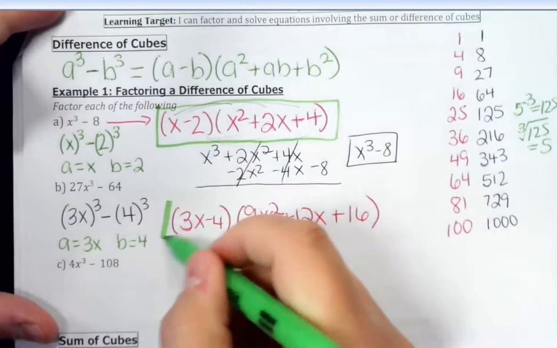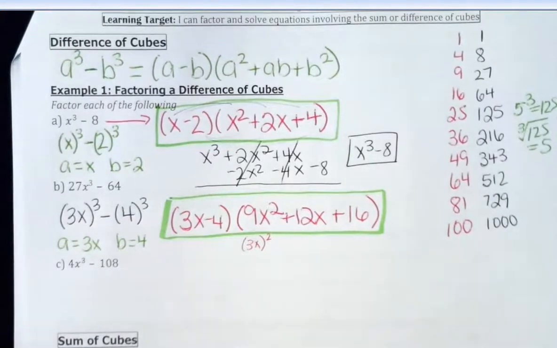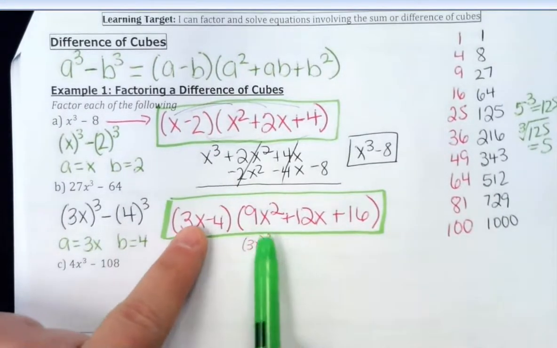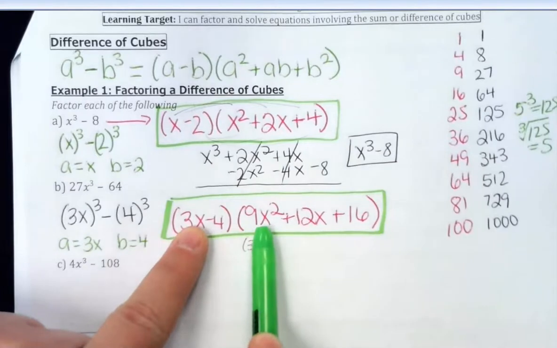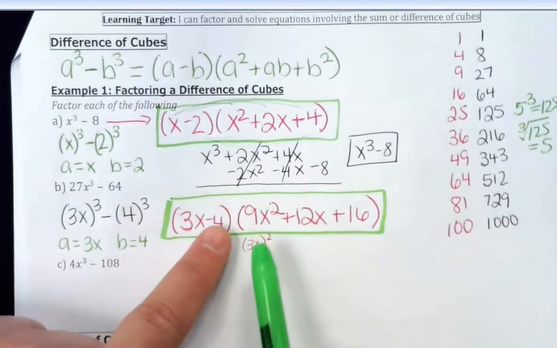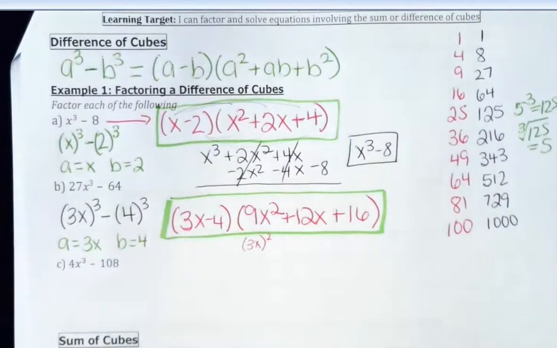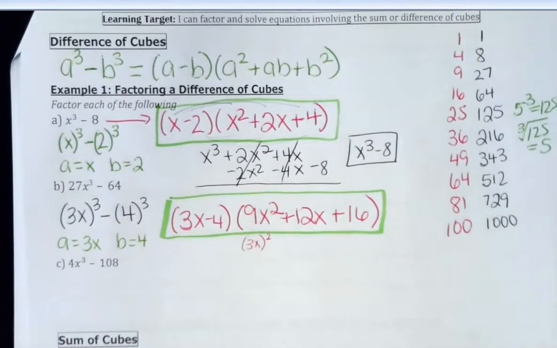And if you guys wanted to go through and check, you can. But I would at least tell you, let's check the first term here. 3x times 9x squared would give me back that 27x cubed. And on the end, if you do negative 4 times 16, you're going to get that negative 64. And all the other terms in the middle should cancel out just like they did when I showed you guys if I multiplied that back out on that last question.